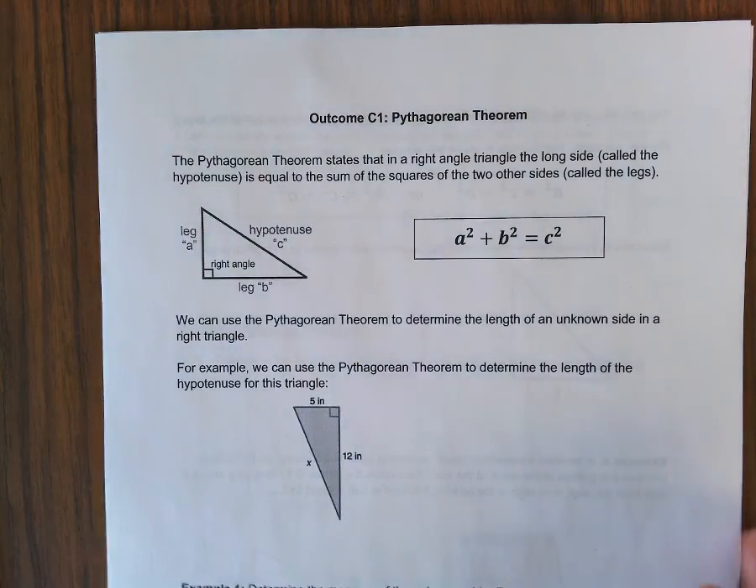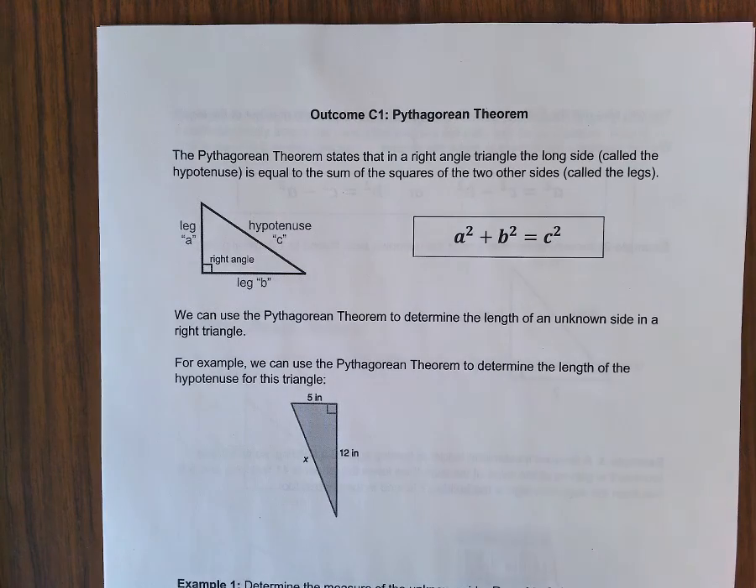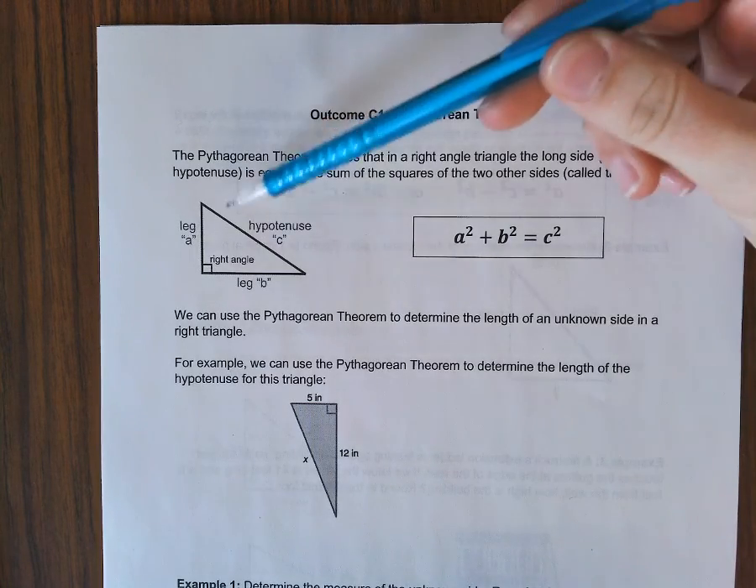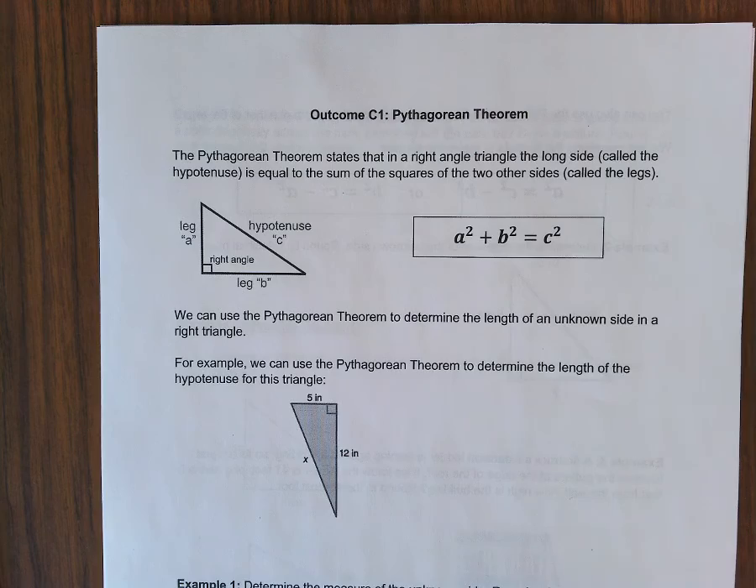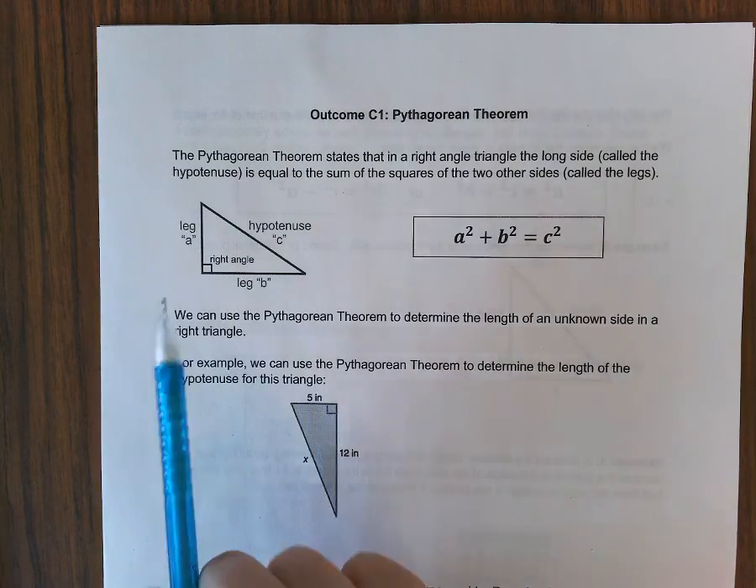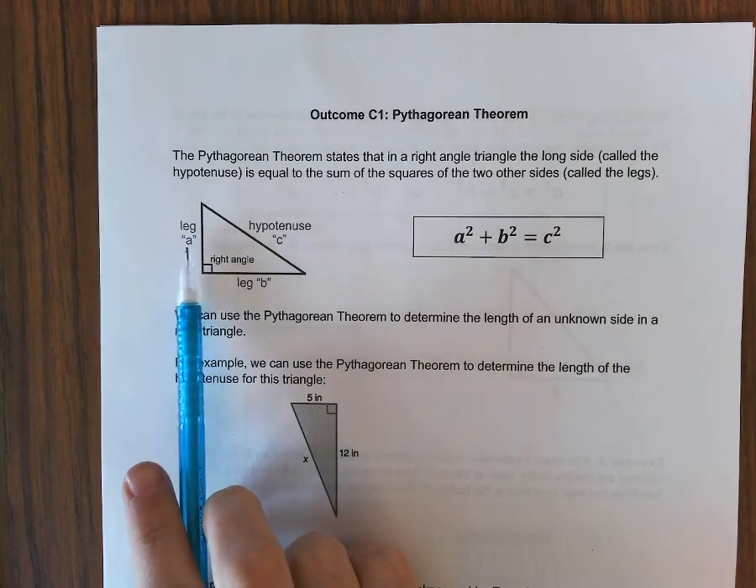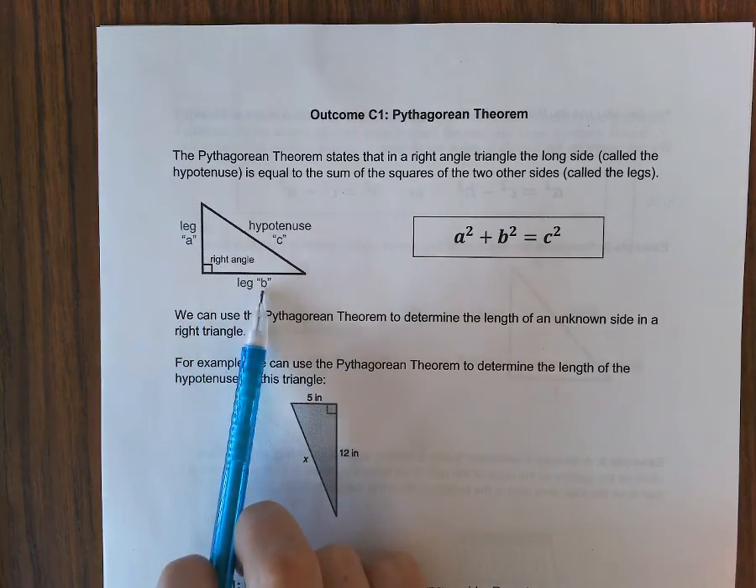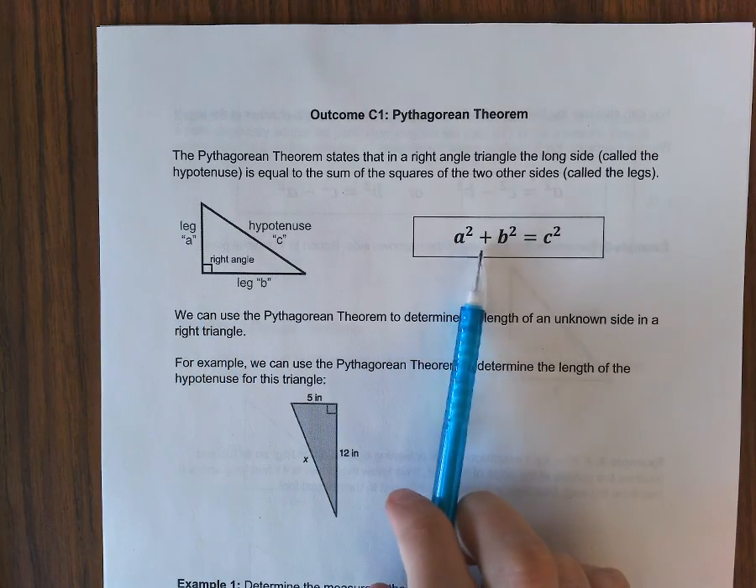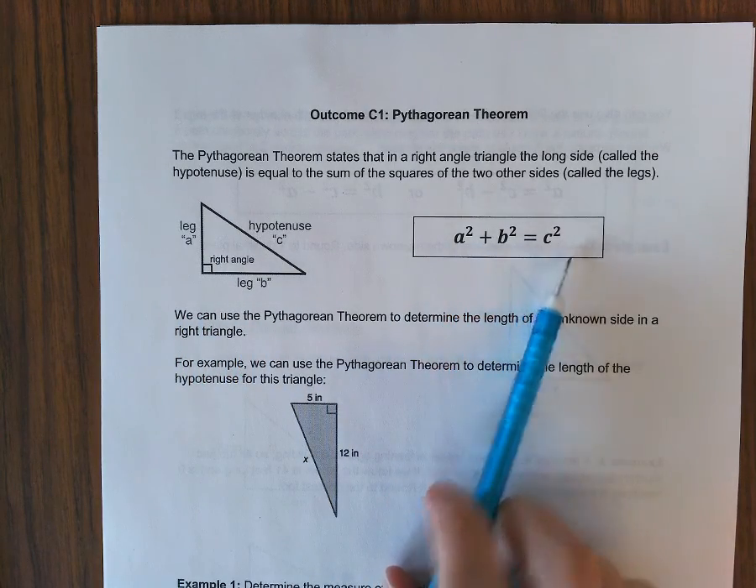In this lesson, we will be doing a review of Pythagorean Theorem. So the Pythagorean Theorem states that in a right angle triangle, the long side of the triangle, called the hypotenuse, is equal to the sum of the squares of the two other sides. We call these legs, so side A and side B. So a squared plus b squared will be equal to c squared.